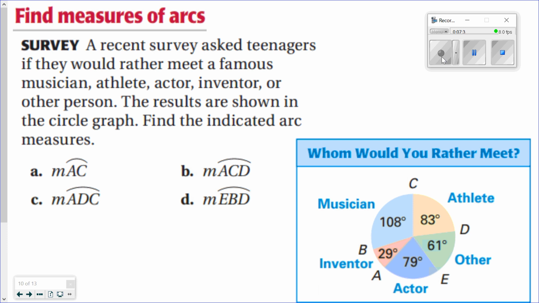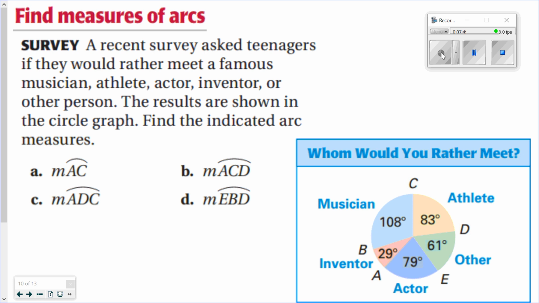Find measures of arcs. A recent survey asked teenagers if they would rather meet a famous musician, athlete, actor, inventor, or other person. The results are shown in the circle graph. Find the indicated arc measure.